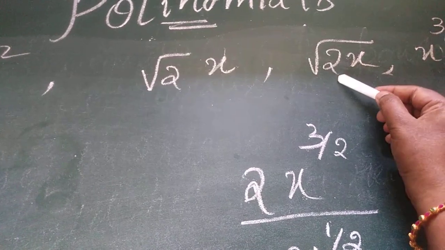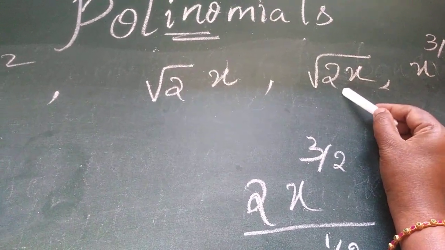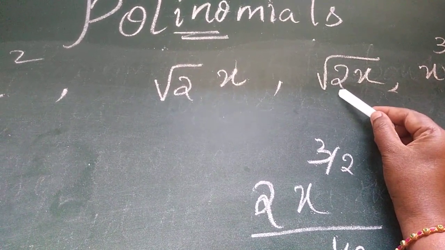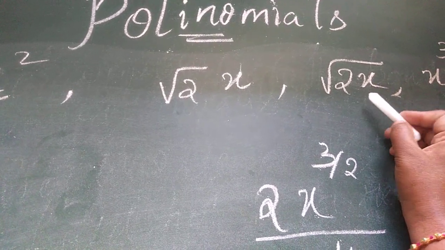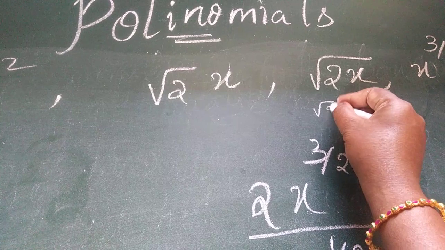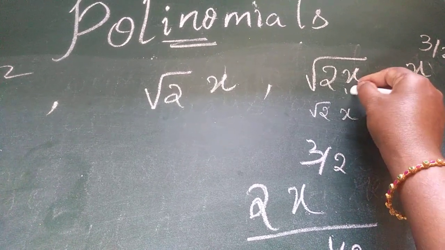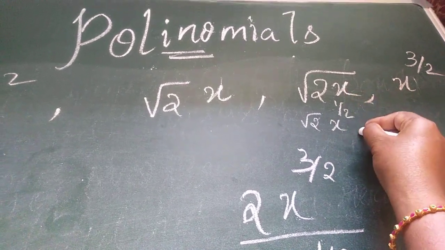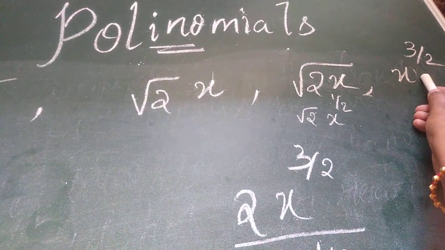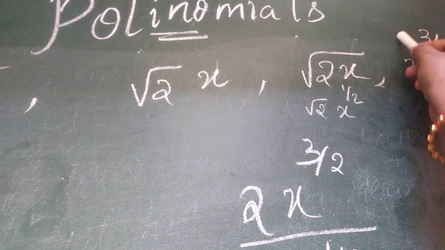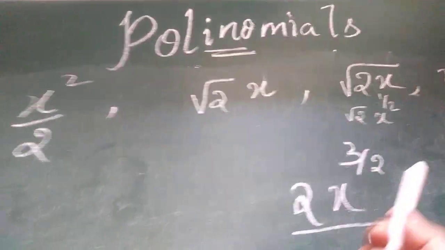But here you should say whether it is a polynomial or not. Root is for both 2 and for x also. It can be written as root 2 x to the power of 1 by 2. Hence, this is not a polynomial. Here, x to the power of 3 by 2. It is not a whole number. Hence, it is not a polynomial.